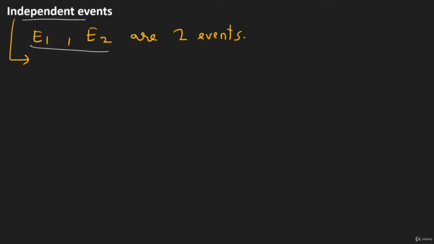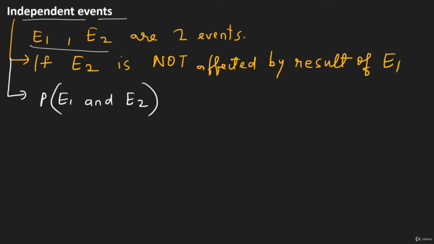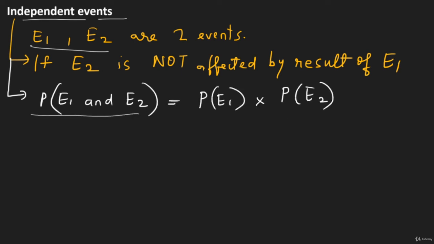In this video, let's discuss independent events. Say we have two events E1 and E2, and these two events will be independent if E2 is not affected by the result of E1 and vice versa. That is, E1 also is not affected by the result of E2. Now, if these two events are independent, then the probability of E1 and E2 occurring would be equal to the probability of E1 occurring times the probability of E2 occurring.